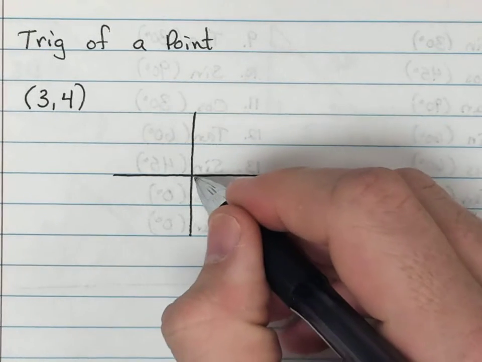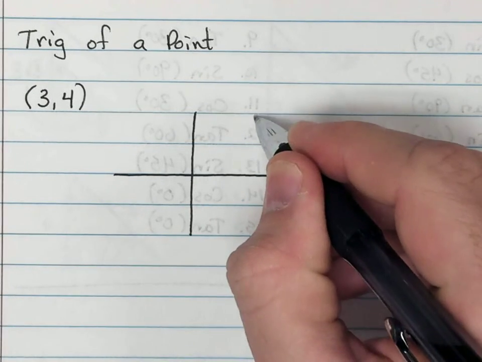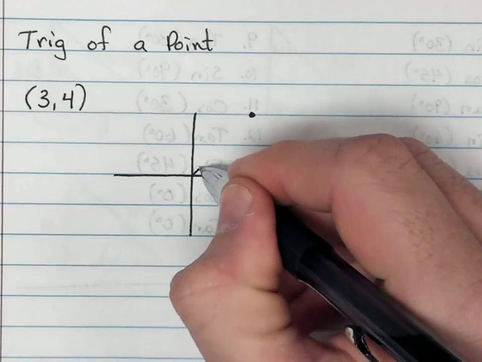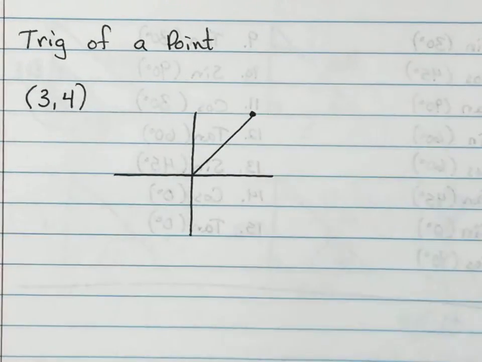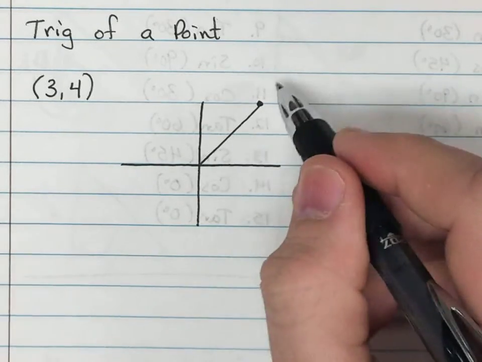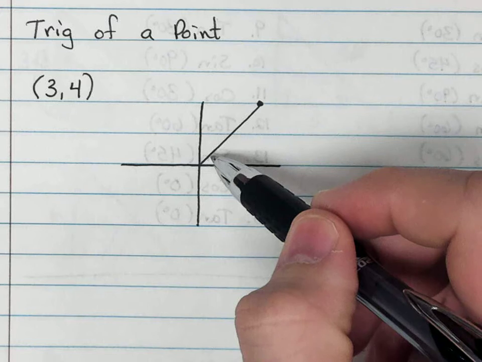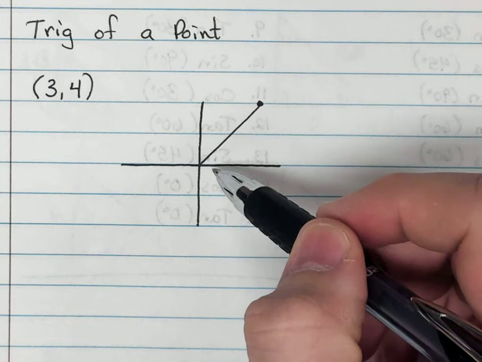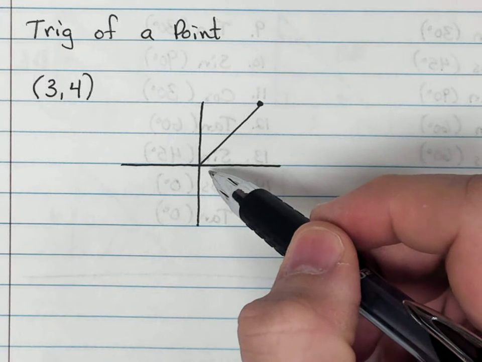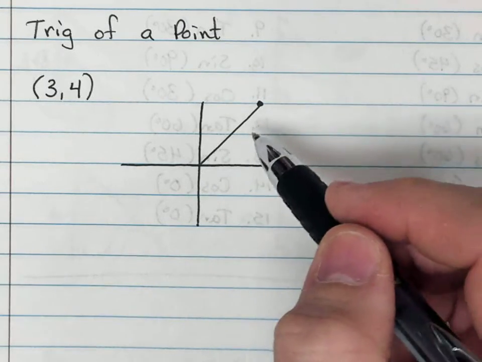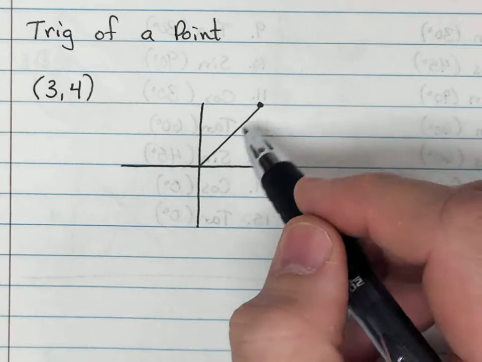But if the point is (3, 4), again, go over 3, go up 4, we'll just sketch a little graph of it. The point (3, 4) lies on the terminal side of some angle. Before we begin, can somebody tell me if that angle is bigger than 45 or smaller than 45? It looks right at 45, doesn't it? And I drew it like that so you wouldn't know.